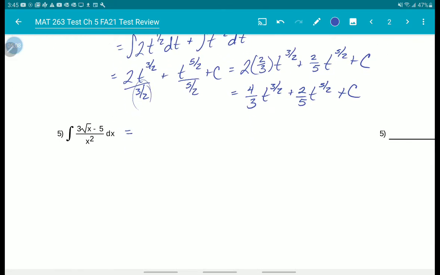And number 5, we're going to have to split the numerator. Square root is the same thing as a 1/2 power, so I'm going to go ahead and write that. And when we divide and we have the same base, we subtract the exponents. So it's the top exponent minus the bottom exponent. 1/2 minus 2 is a -3/2. And I'm going to rewrite 5x squared as 5x to the -2.